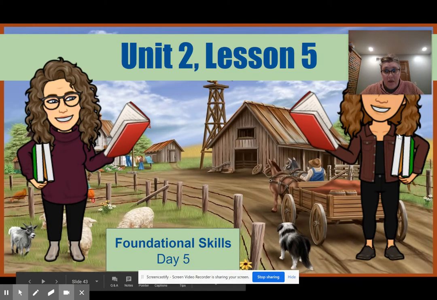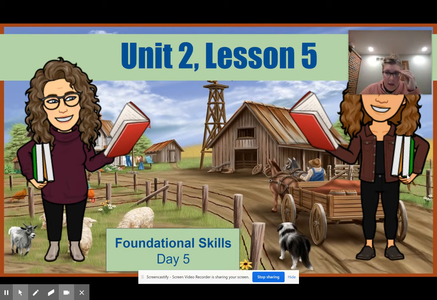I'm here with your Day 5 Foundational Skills lesson, which, as you know, is our review of the skills and things that we've been working on during this lesson. At the end of your activities for RLA today, you will have that checkpoint that we always have at the end of the lesson. So please make sure you do all your activities before you do your checkpoint. Okay, let's go ahead and get started.